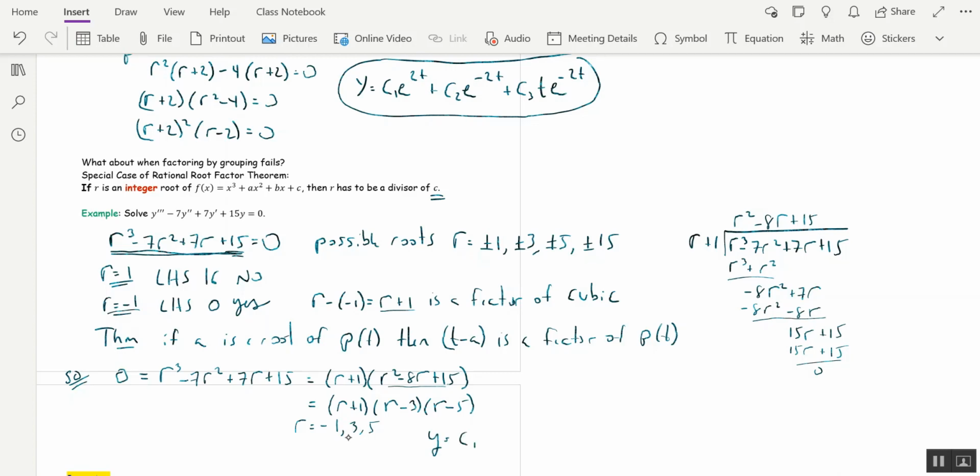y equals c1 e to the negative t, and again, the order does not matter, plus c2 e to the 3t plus c3 e to the 5t. And if you find in your homework that the order does matter, please let me know, and I'll let the whole class know. Okay, and that is the end of this section.